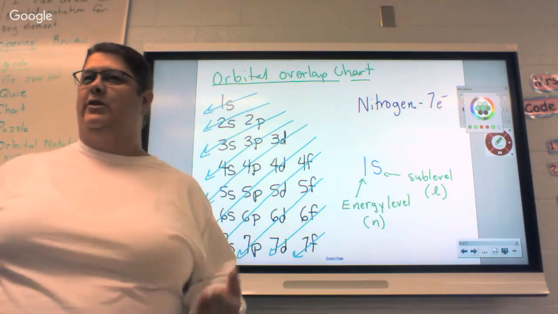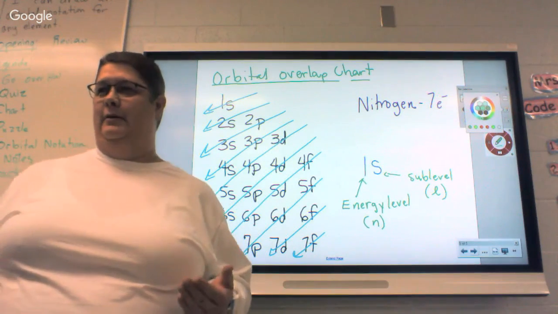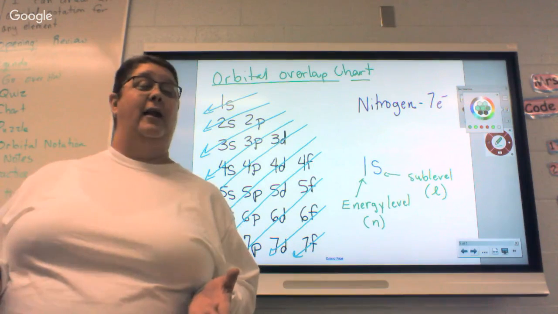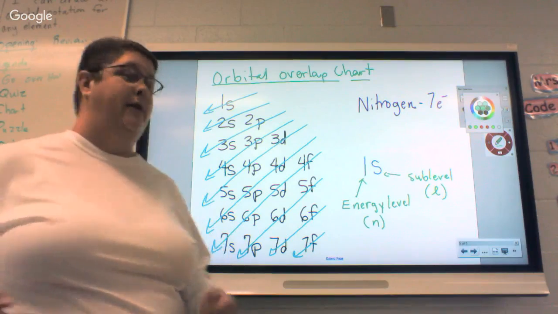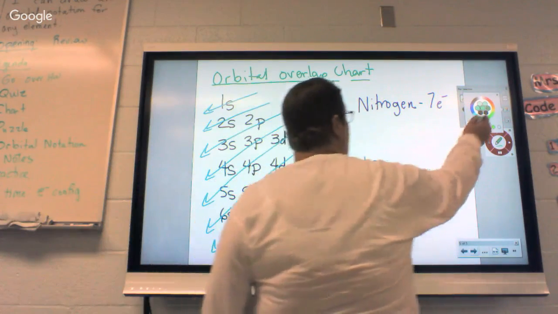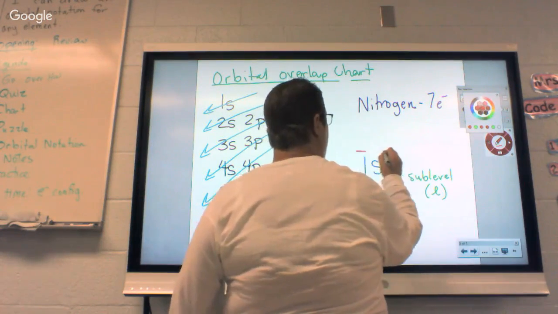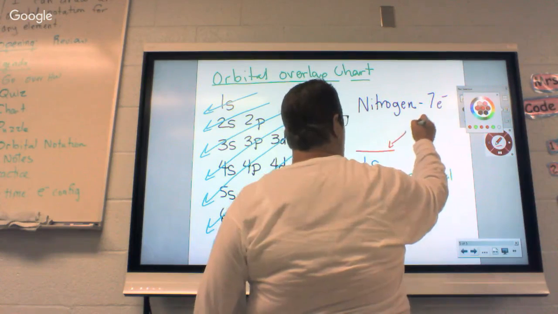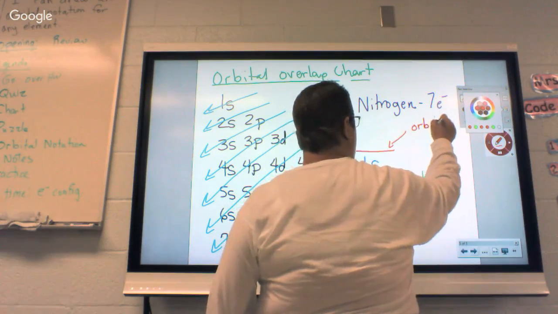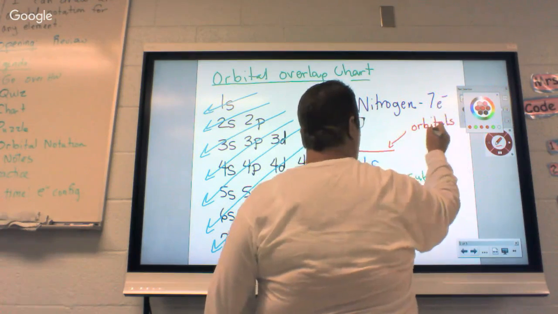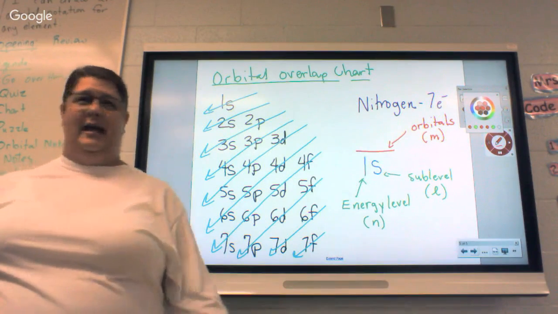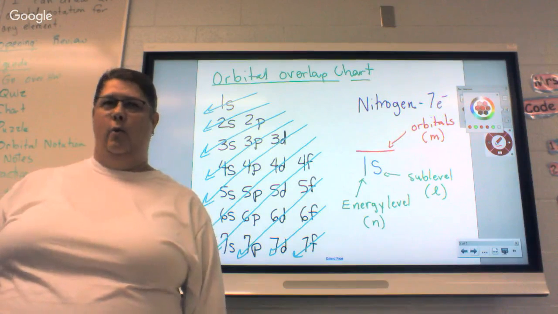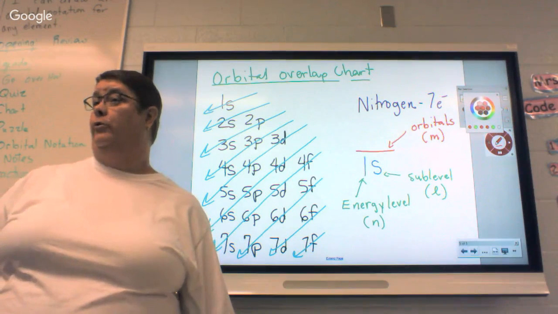So how many orbitals does S have? You just filled it out on the chart. How many orbitals did S have? 1. So we draw 1 line. Okay? This is the orbital, which is the quantum number M. So we only draw 1 line because S only has how many? 1. Now P would have how many orbitals?